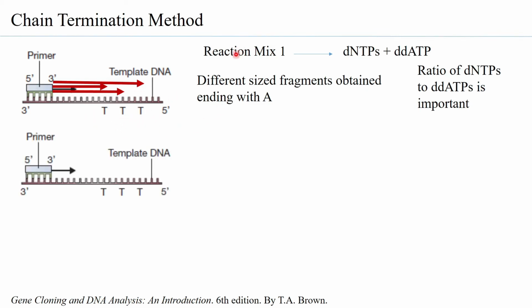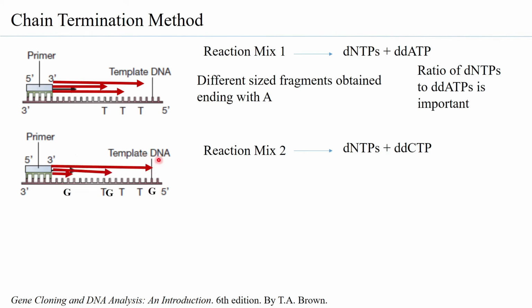Now, likewise, you can have reaction mix 2. In reaction mix 2, everything is added, but the dideoxyribonucleotide that is added is ddCTP. So in this case, again, suppose here you have a G, here you have a G, and here you have a G. So the dideoxy-CTP can be added over here, over here, and over here. If it is added over here, the chain elongates only this much. If it is added over here, the chain elongates this much. If it is added over here, the chain elongates this much. So again, what is the outcome? You have different sized fragments obtained ending with C.